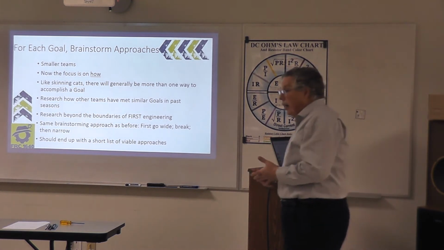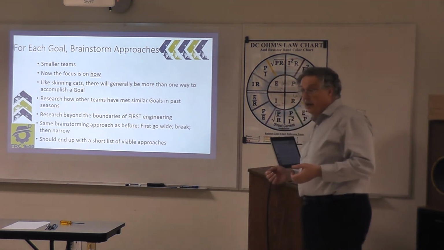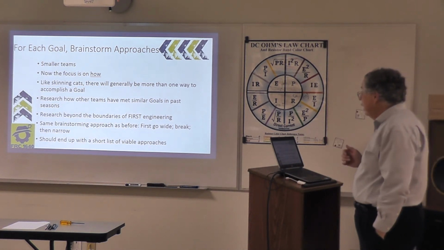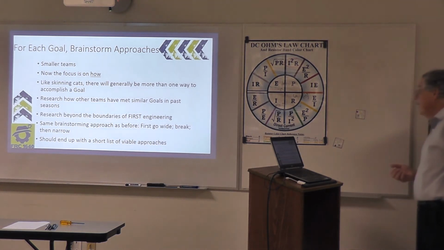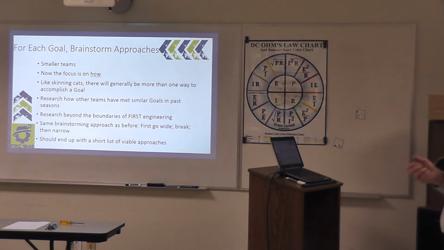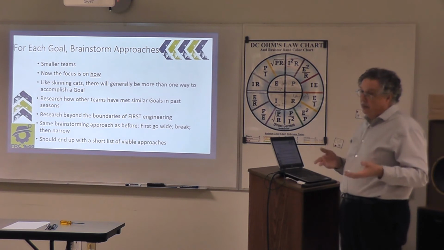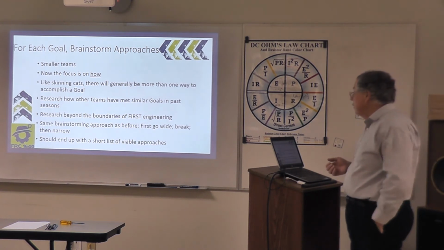So the focus becomes how. Generally, you split into smaller teams because you're working on focused, specific solutions. And like skinning cats, there will be more than one way to accomplish each of these goals that you set. You don't want to jump on a solution. You don't want to say, I know how to do this, it's this. You want to have a few different ways that you've looked at and can explore, and then pick the best one, the approach that's going to do the best job.